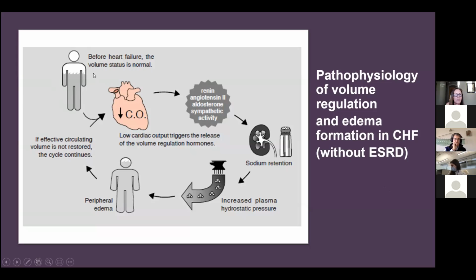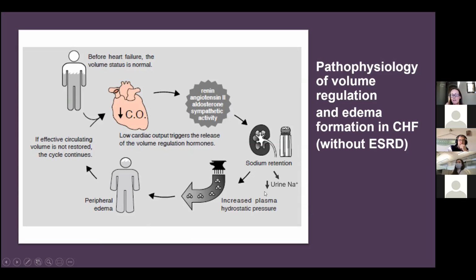So before you have heart failure, you have normal volume status and you're happy. And then you have low cardiac output for whatever reason. And remember, this triggers the release of the volume regulatory hormones, renin, angiotensin II, aldosterone, and sympathetic activity, which results in sodium retention, mainly as a function of aldosterone acting at the distal tubule. This results in increased plasma hydrostatic pressure and peripheral edema. And this cycle continues while you still have low cardiac output.